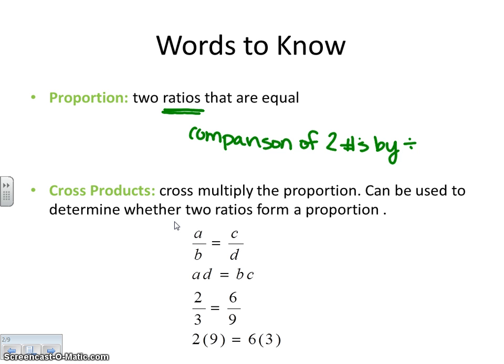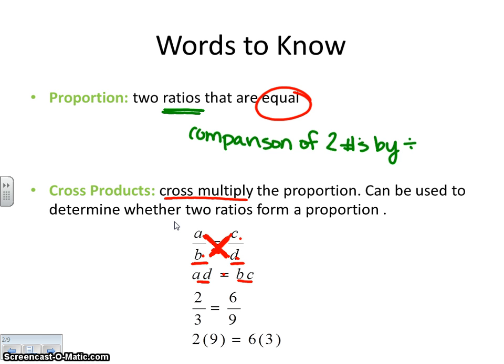Now, we've got also another word to know called cross product. And this is really cool because you can actually cross multiply a proportion. This can be used to determine whether two ratios form a proportion. So for this example, I have A over B equals C over D. There's this equal sign, and that's what makes it a proportion, when two ratios are equal. Now what I can do is what's called cross multiply. So I'm going to multiply across, and it makes a big X. So that now becomes A times D equals B times C. AD equals BC. All I did was that cross product.